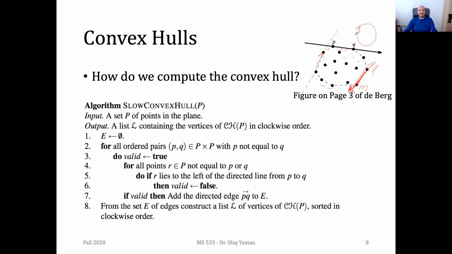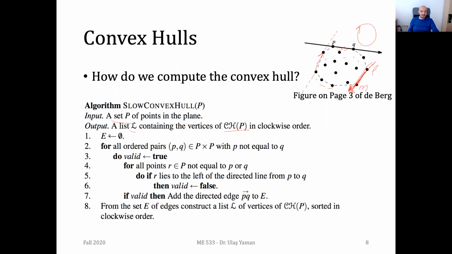But this is obviously not a wise way. This is a bit slower, so that's why the algorithm is called slow convex hull. So how do we start? We start with n number of points in the plane, and the output is the list L, which has the vertices in the clockwise order, and that list will be representing the convex hull of the given set P.